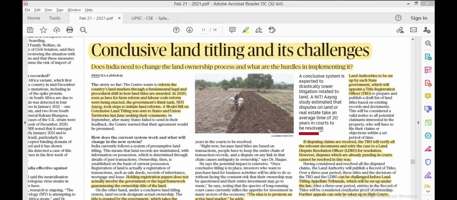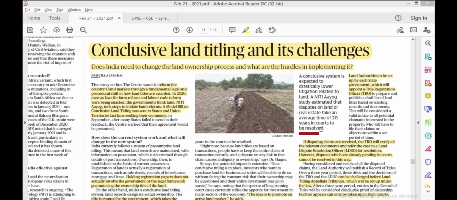See the screen and you can see the title of the article, Conclusive Land Titling and its Challenges. So why conclusive land titling? Because the government of India is planning to reform the country's land market through a fundamental legal and procedural shift in how land titles are awarded. So the main aim here is to reform the country's land market.